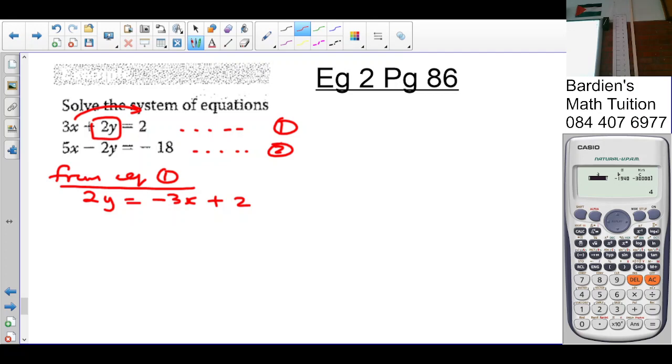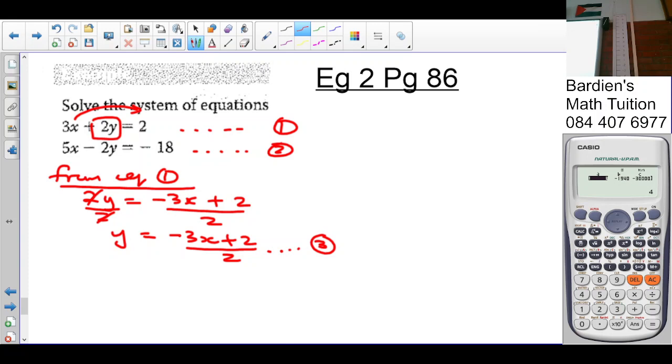Is y the subject of the formula? No. What do I do next? Divide by 2 both sides. That cancels. So y is equal to negative 3x plus 2 over 2. And this is equation 3.